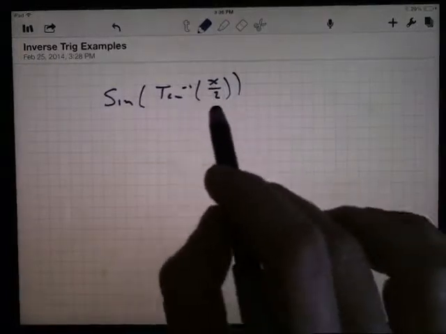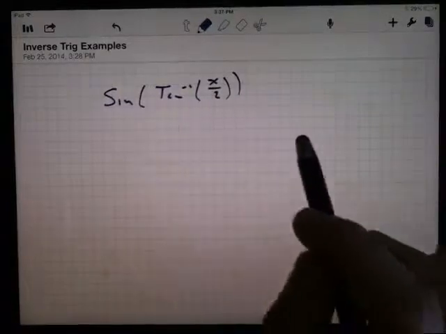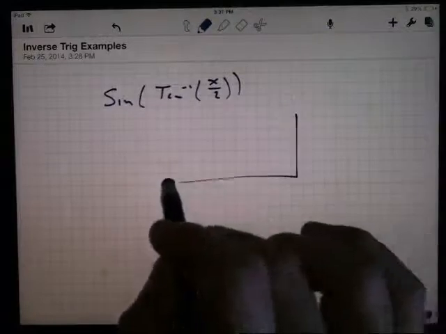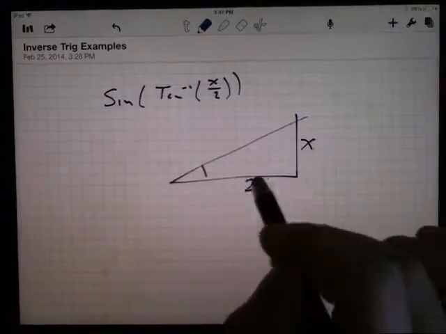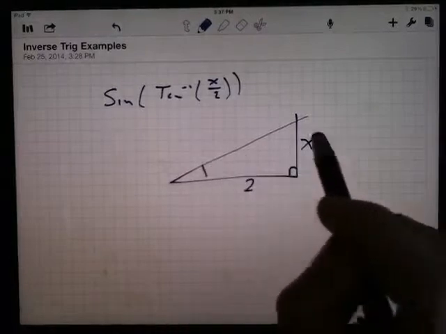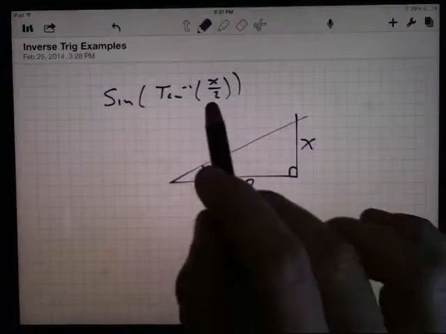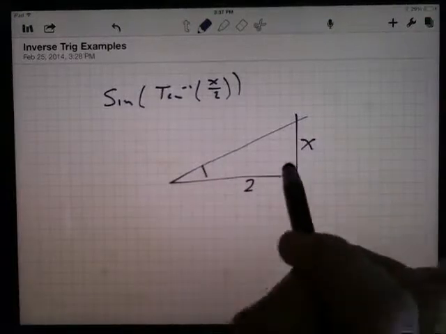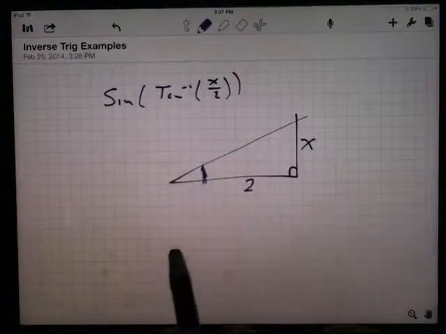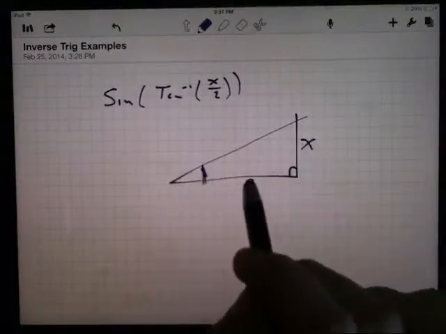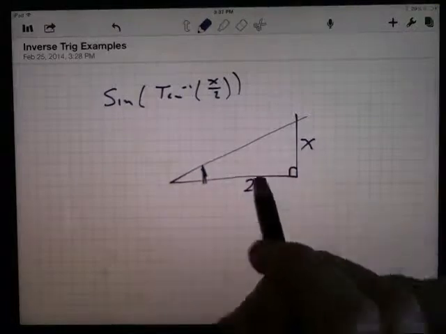But there's a triangle involved here, because this tangent inverse of x over 2 is the angle whose tangent is x over 2. So I can draw a triangle where I want this angle to have tangent x over 2. And I chose those two sides because the tangent is the opposite side divided by the adjacent side. So if I make the x be the opposite side and the 2 be the adjacent side, that ratio of sides is the tangent of this angle. Right? So the tangent of this angle is x over 2. This angle is the arctan of x over 2, or the inverse tan of x over 2.